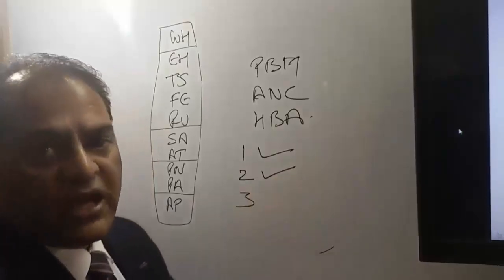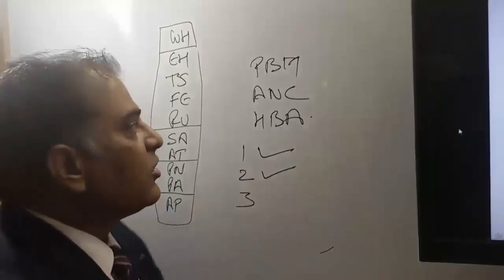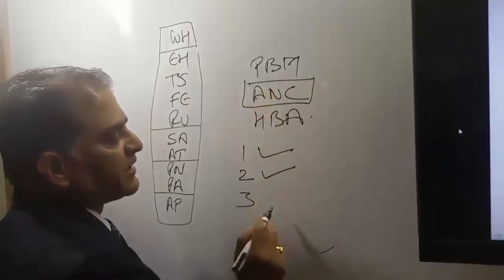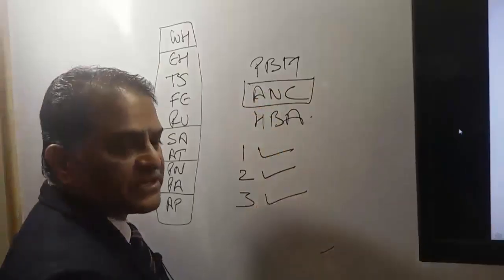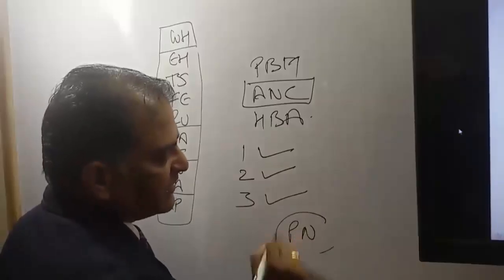Next we will check for the via condition. Via condition says it should be via North America. Now Anchorage is in USA. USA is in North America. That means it has satisfied the via condition also. So the global indicator for this itinerary will be PN.